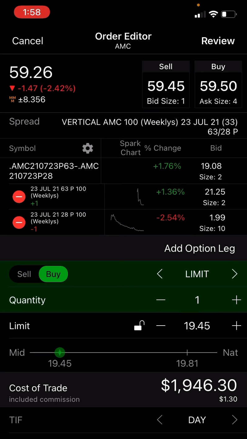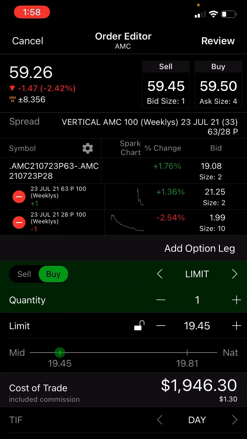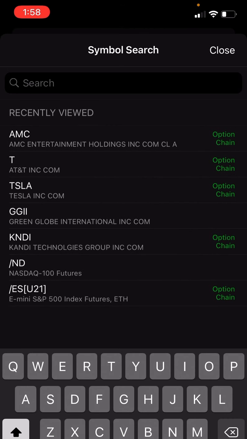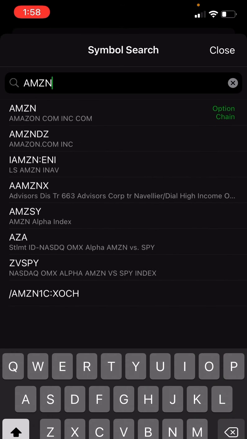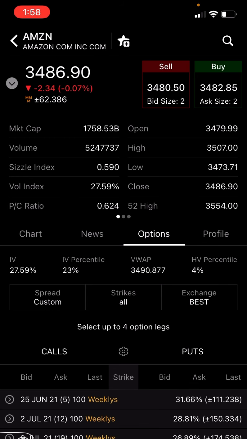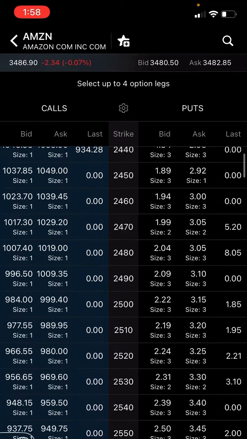You would only use a debit spread in a scenario where you can't afford the option. Something like Amazon, where it's expensive, okay? If we were to go look at Amazon, let's type in Amazon. Yeah, I'll tell you right now. So this is Amazon, right? This is a 30-day.